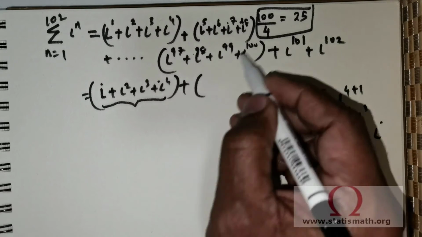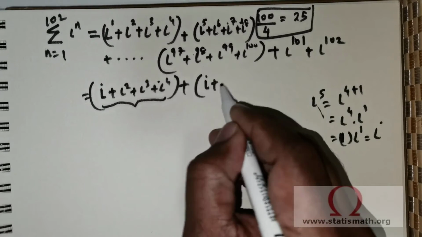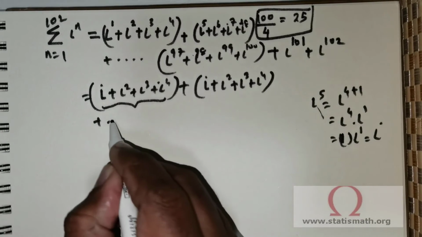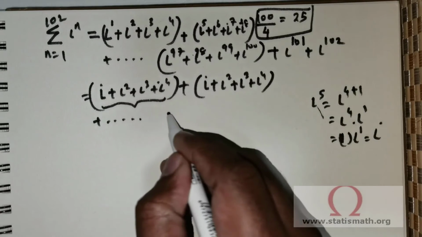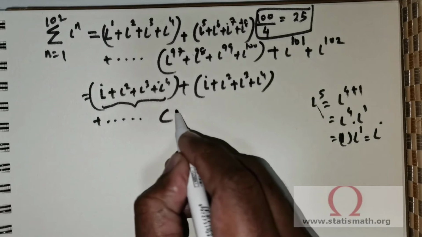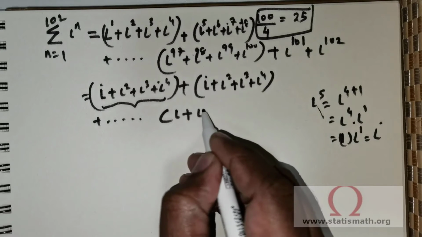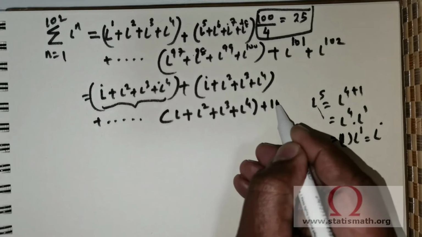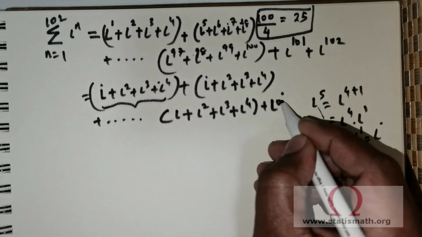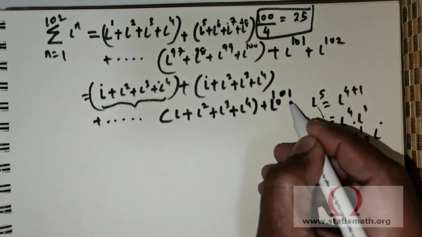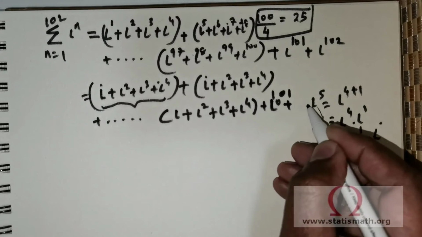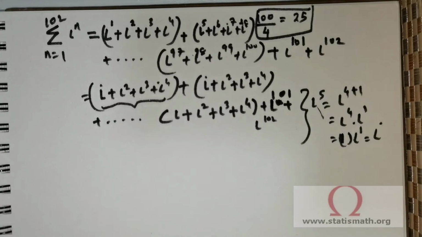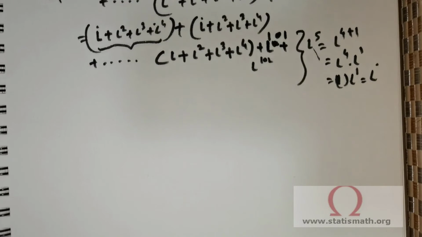So the next terms are going to be i plus i squared plus i power 3 plus i power 4. Like that, you can continue on till you meet up with i power 97, which is going to be i plus i squared plus i power 3 plus i power 4, plus the remaining i raised to the power 101 plus i raised to the power 102. So we have terms like that.